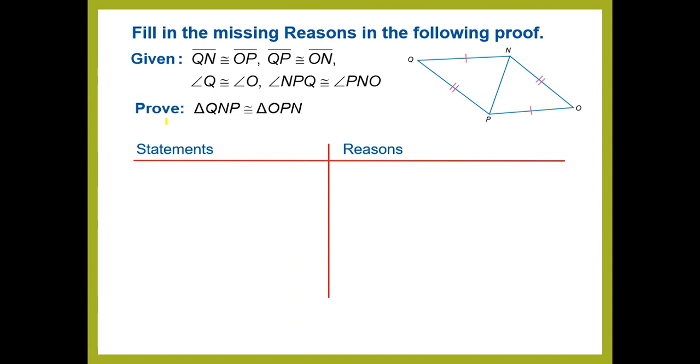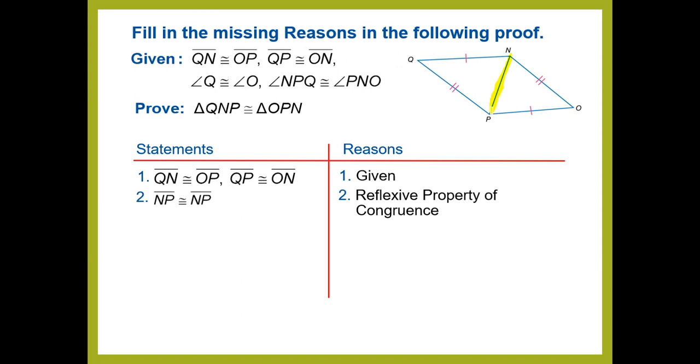So let's do another proof. First, let's start off with what we're given. So we're given that side QN is congruent to side OP. We're given that side QP is congruent to side ON. Well, we can also look right here and see that the two triangles are sharing this side. So we can say that side NP is congruent to itself, side NP, using the reflexive property.